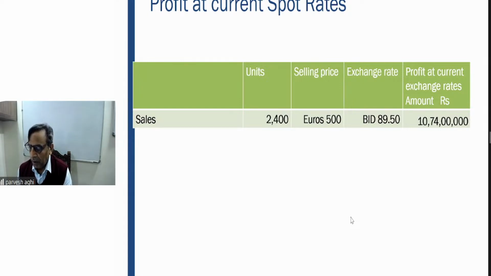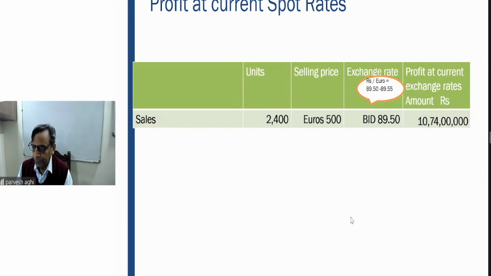So the sale will come to 10 crore 74 lakhs. We multiplied 500 into 89.5, so we got this. Now look at this, this is the quotation which was given to you. 89.50 was the bid rate and 89.55 was the ask rate. So we chose to apply the bid rate here, because this is an export transaction, and he is going to surrender the euros and convert them into Indian rupees. He's going to go to the bank, and the bank is going to convert his euros into Indian rupees at the bid rate.